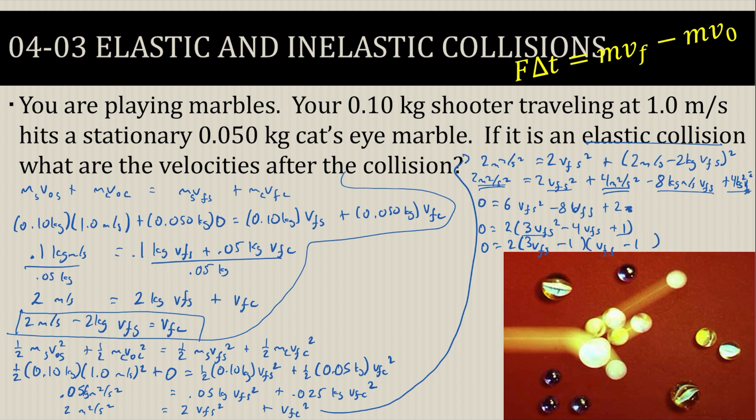So then I take each of those equal to 0, so I'll have 3 VFS minus 1 equals 0, or VFS minus 1 equals 0. So I'll have VFS equals 1/3, and that would be in meters per second, or VFS equals 1 meter per second. Now I have two options.